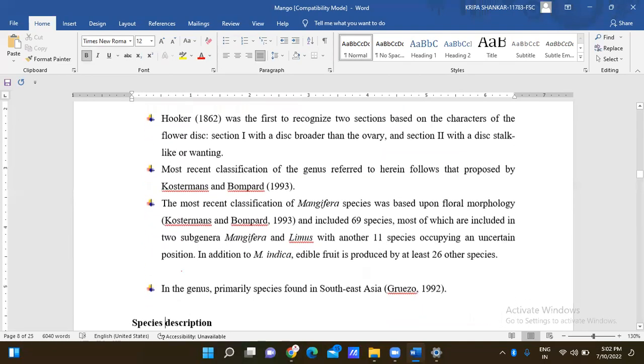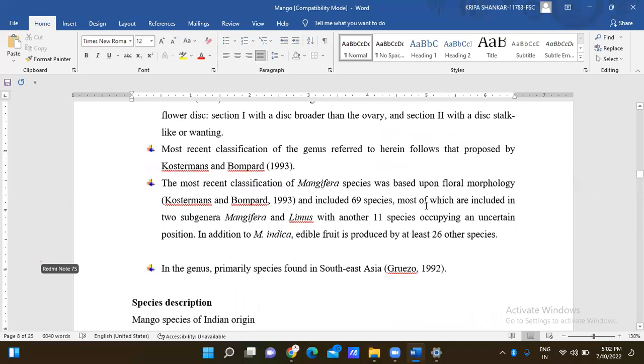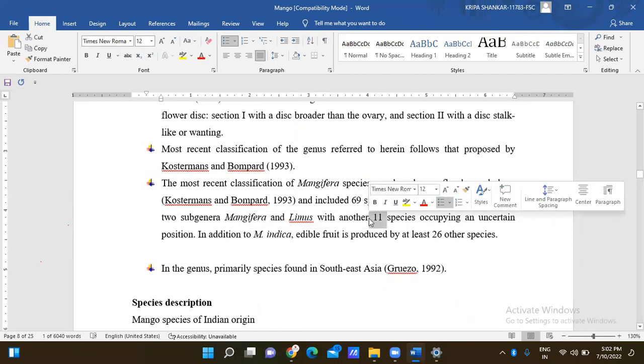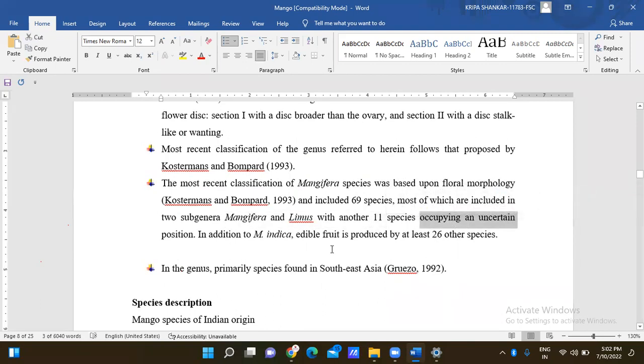Most recent classification I already discussed, 69 species. And he has given 2 subgenera, Mangifera and Limas. And as I discussed, like 11 species there under uncertain group. Okay.